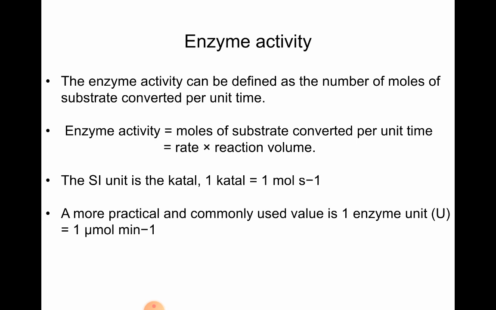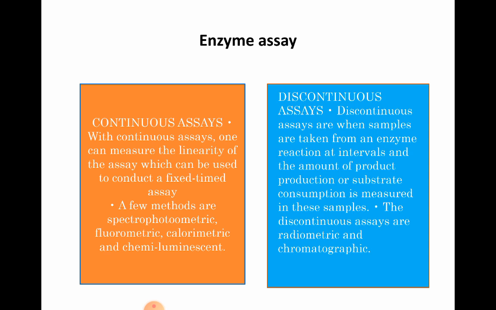Enzyme activity can be defined as the number of moles of substrate converted per unit time. Thus, enzyme activity is equal to moles of substrate converted per unit time, which is equal to rate times reaction volume. The SI unit is the katal. One katal is equal to 1 mole per second. Usually in our practical classes we will be using this unit. The activity of enzymes is expressed in micromoles per minute.